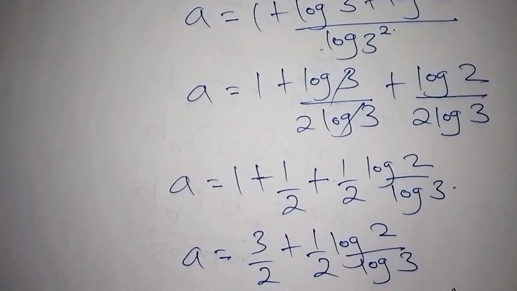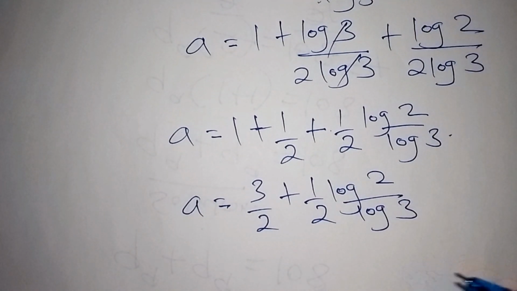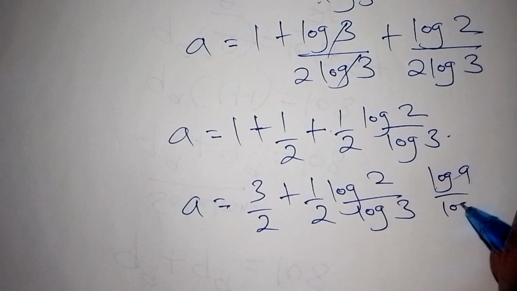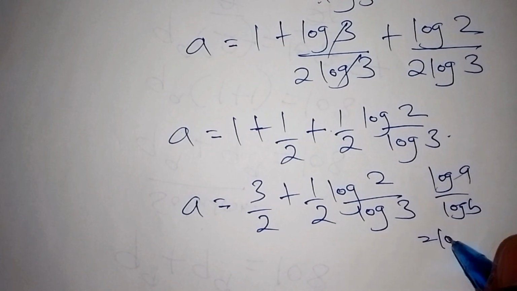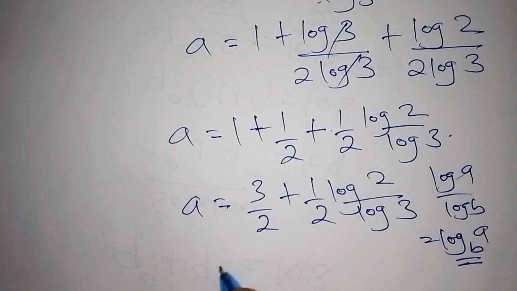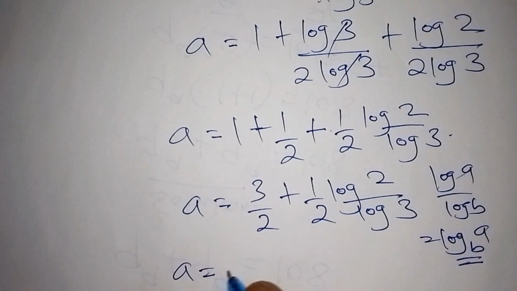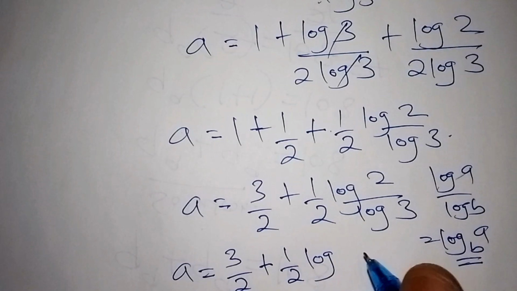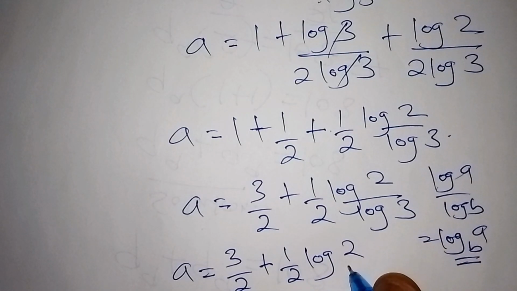Suppose we have the log of a all over the log of b. This can also be expressed as the log of a to the base of b. So finally our value for a is equal to 3 over 2 plus a half the log of 2 to the base of 3.